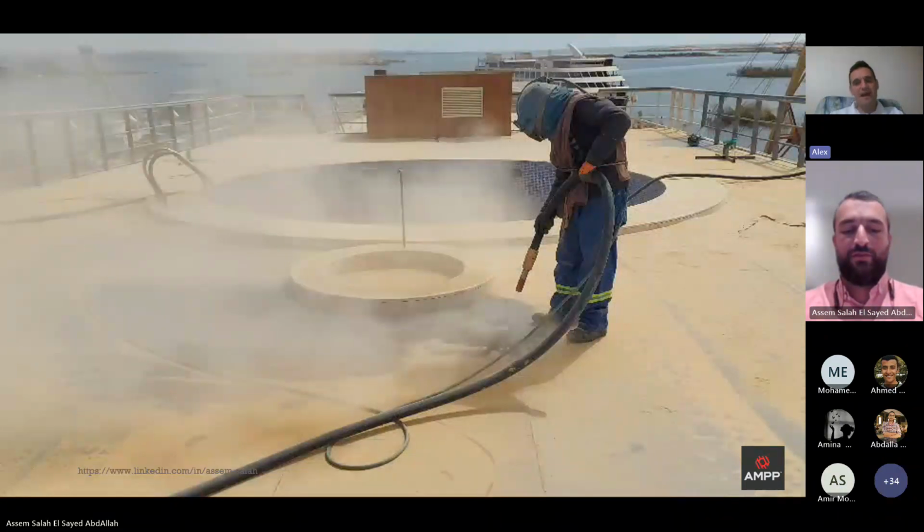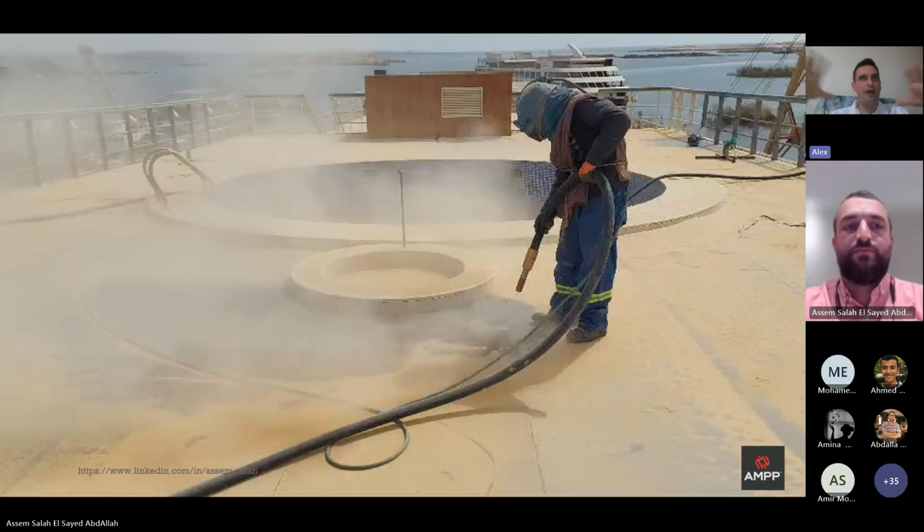I think this method of preparation was invented some 50 years ago, and it still remains the most effective way of getting rid of the rust on the surface. It is the quickest, the fastest, the more economical way. But of course, it has a lot of disadvantages on the other side, like it's harmful to the health of the operator. It's harmful for the environment. It produces a lot of dust and so on.